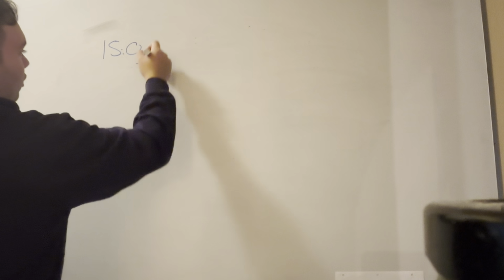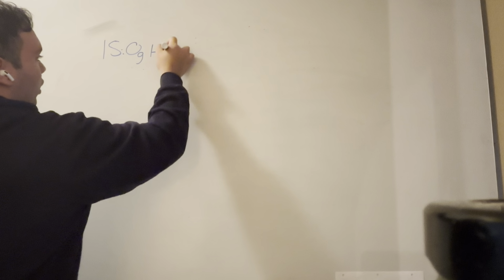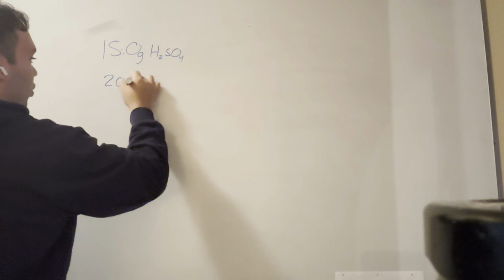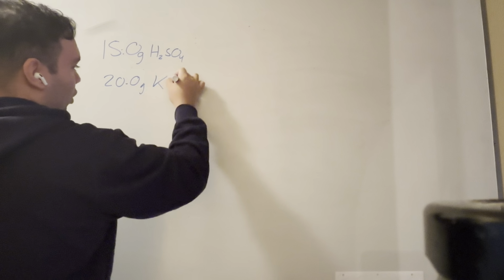Okay, number 12. This is an important one because I got confused in class as well. So you have 15 grams. I don't like that 15. You know what? Let's change color. Let's be a little rebellious today. You have 15 grams of sulfuric acid, and you have to know what sulfuric acid looks like. It's H2SO4. 15 grams of sulfuric acid mixed with 20.0 grams of potassium hydroxide.